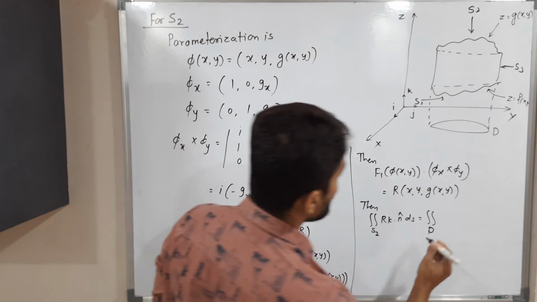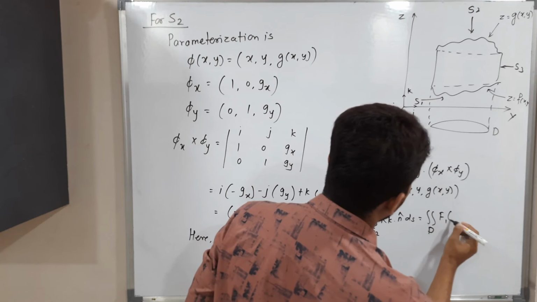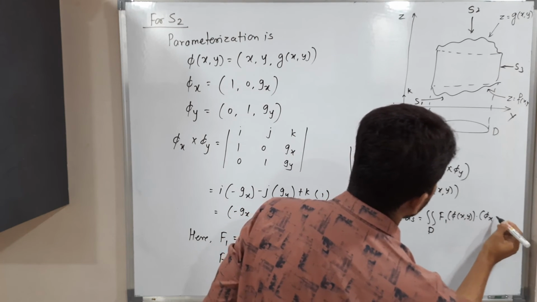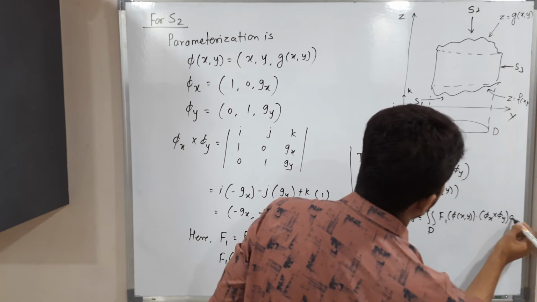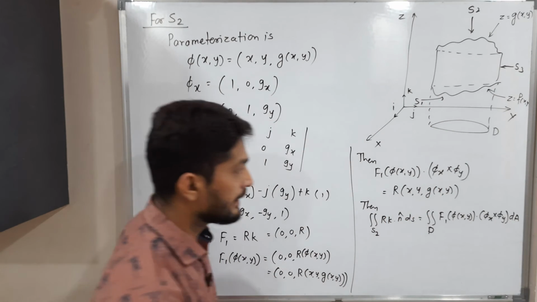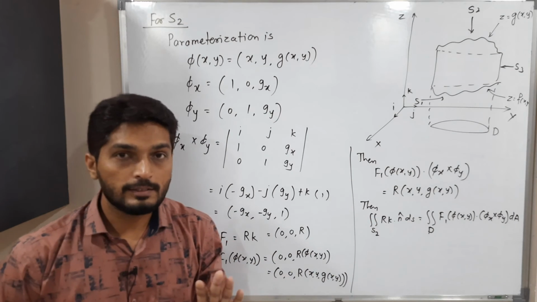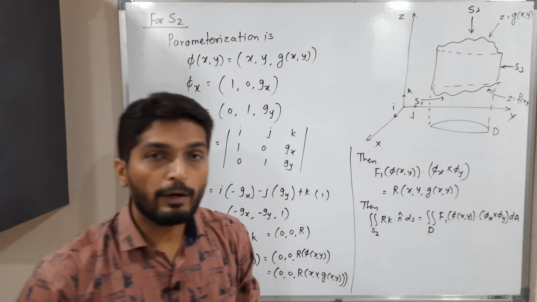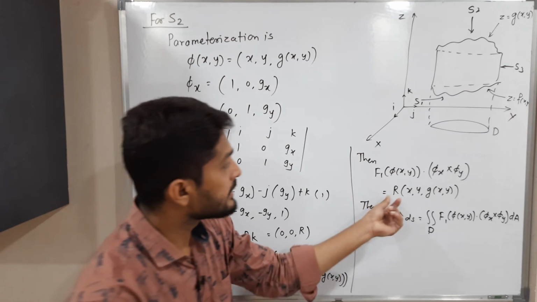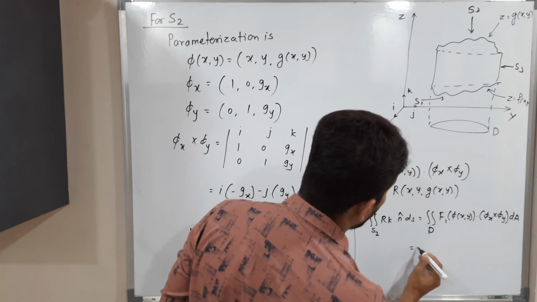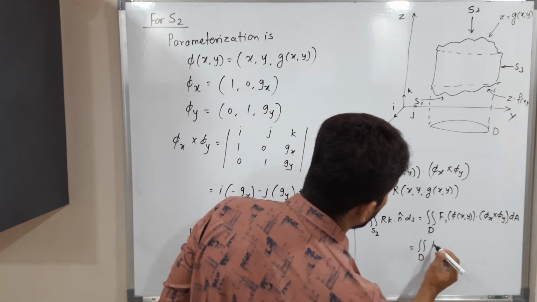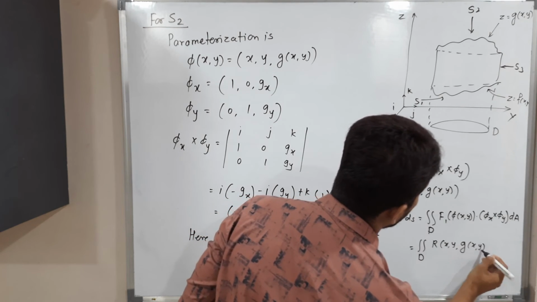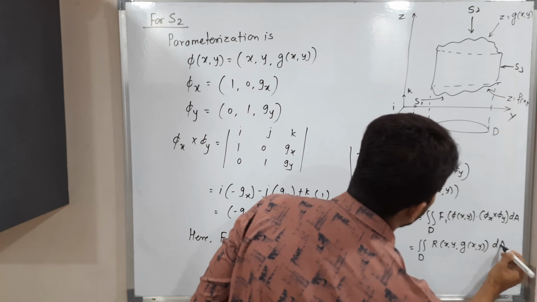Yes, so the definition says, let me write, f1 of phi of x y dot phi x cross phi y dx dy, or simply you can write dA. So this is the definition of the surface integral of a vector field, right? But the value of this dot product we have already calculated. Its value is this r of x y, g of x y. So let me write it here. Double integration over D of r of x y, g of x y dA. That's it.